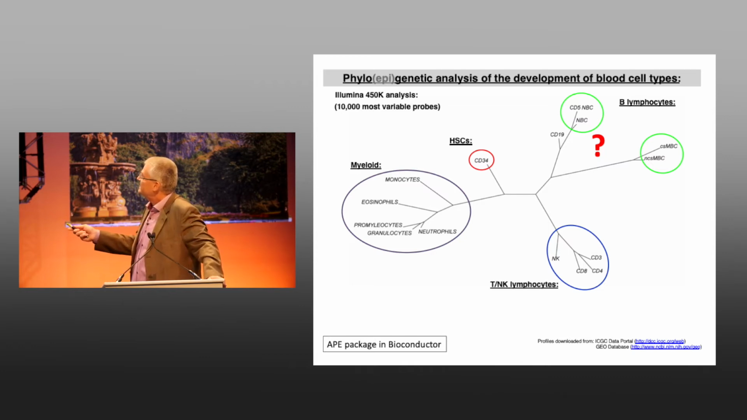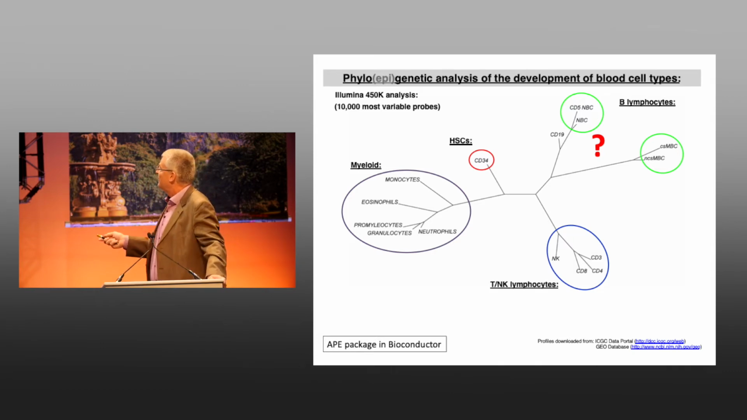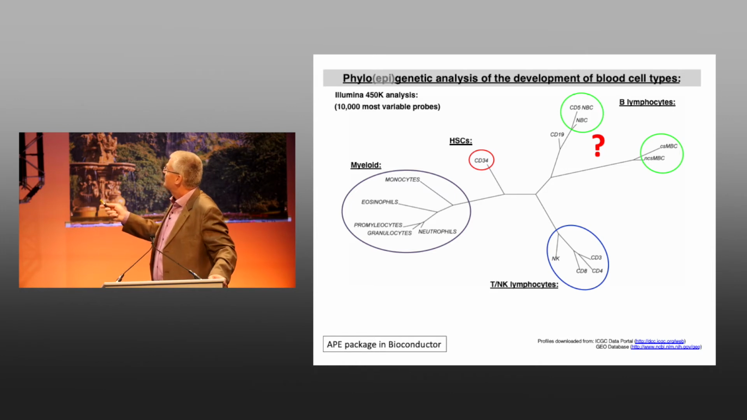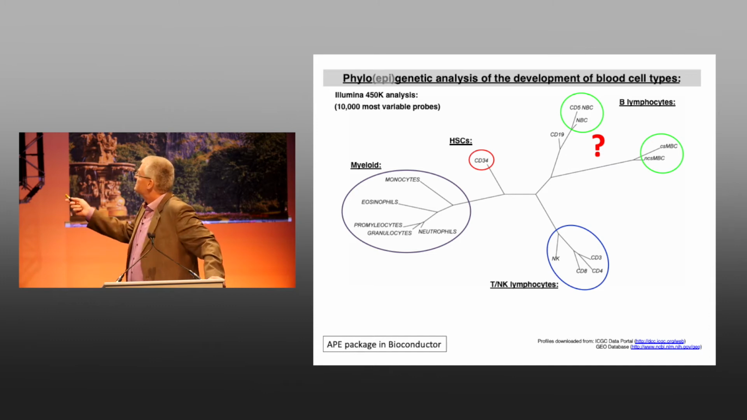And you can see nicely here in the tree, there are the hematopoietic stem cells. We have here the myeloid cells. We have the T and NK lymphocytes. And up here we have the B lymphocytes, the naive B cells, and the mature B cells. And you can see already phylogenetically, there's quite a distance between them, indicating that they are different on the DNA methylation level. Now, the question, of course, is where do CLLs arise? Are they arising from cells closer to the naive B cells or the mature B cells? And this was the question that we tried to address.